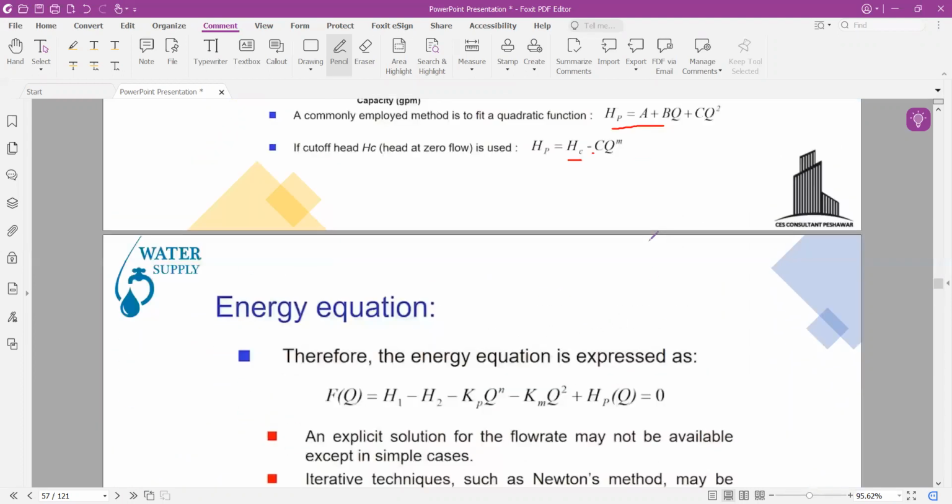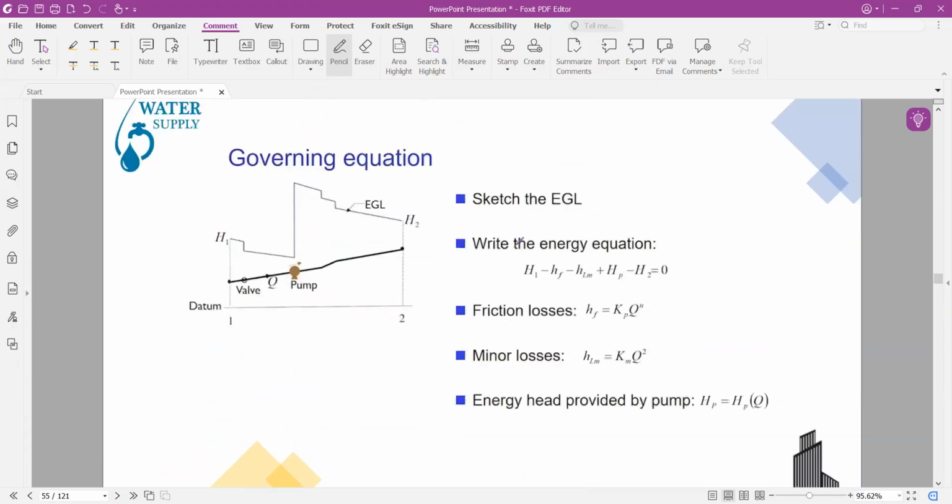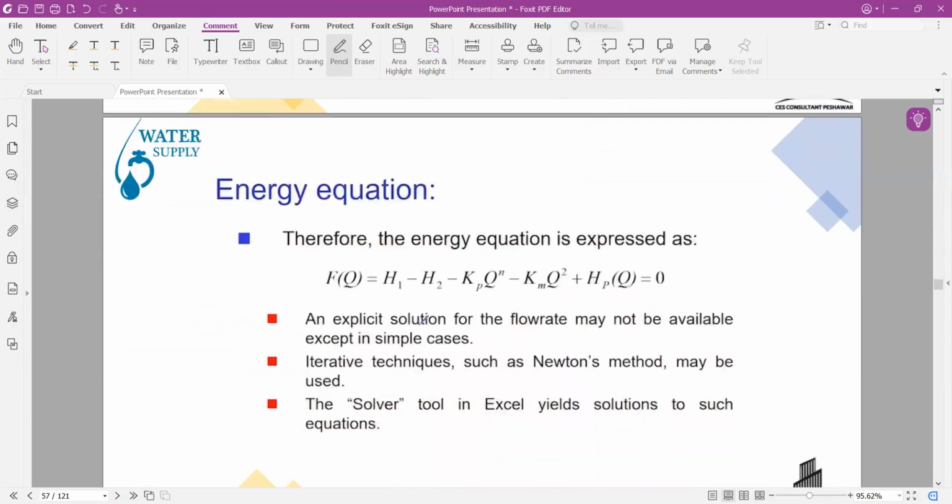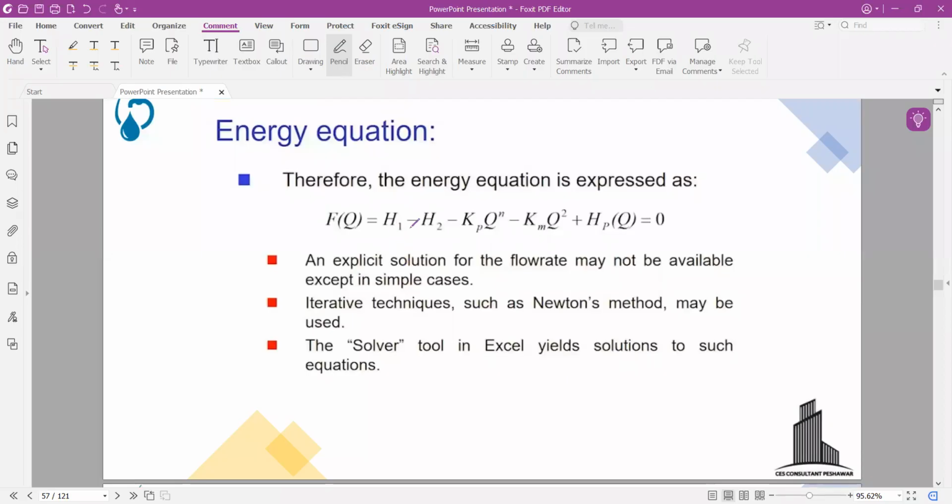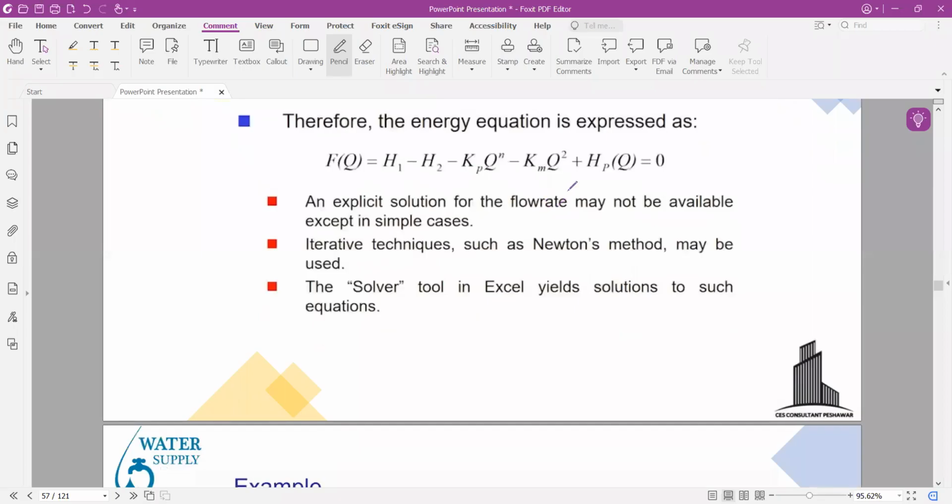As I discussed, the energy equation expresses the total head at section 1, H1, minus H2, minus the head losses due to friction, and the head losses due to the minor losses, and similarly the head provided by the pump. So this is basically the explicit equation. You have to change it into an implicit equation by leaving a 0 on one side, so we can easily solve it in Excel.